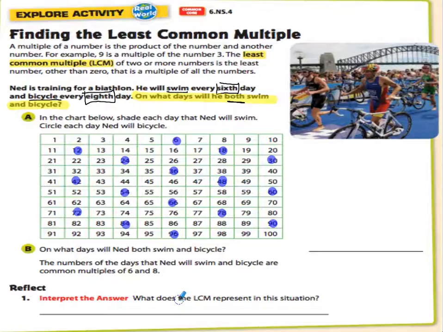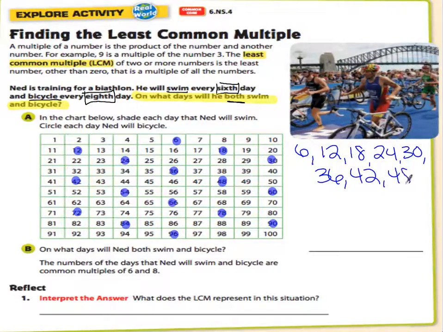Now you'll notice that these numbers that I wrote down, so 6, 12, 18, 24, 30, 36, 42, 48, 54, 60, and so on, these are all multiples of 6. Okay, so they're what you get when you count by 6s or when you multiply. So 6 times 1 is 6. 6 times 2 is 12. They're all multiples of 6. So now we're going to do every 8th day on the bicycle.